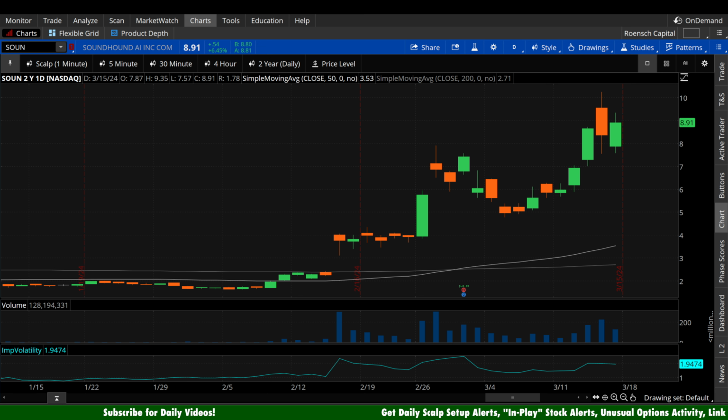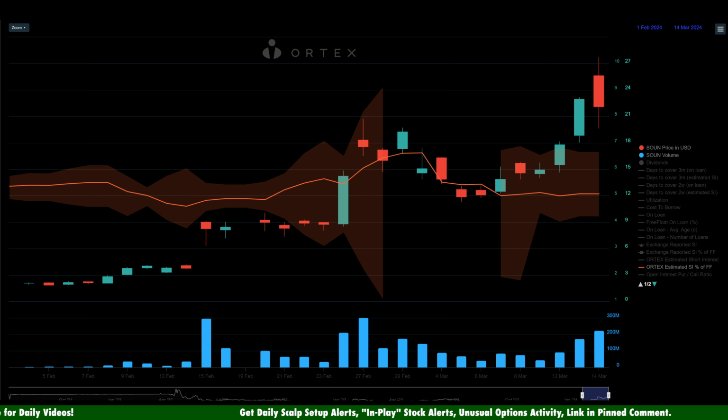Now, something that I really think we should take a quick look at is the short interest data on this name. Someone actually left a comment and recommended that I take you guys through this, and I agree with them. This is very important, especially on a stock like SoundHound. So this is from February 1st to currently here on SoundHound. And that orange line is the most up-to-date estimated short interest, okay?